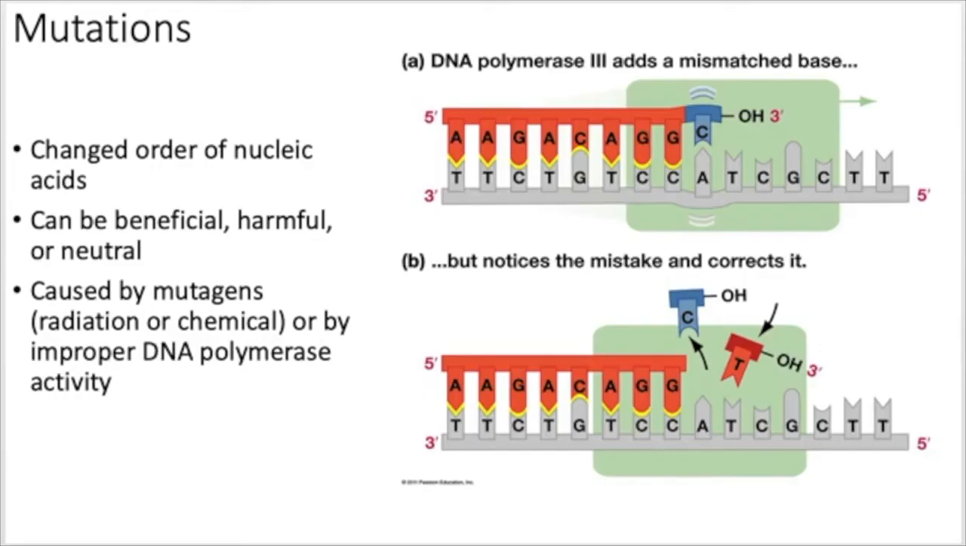Now, mutations are just the changing of the order of nucleic acids. Now, it could be a good thing, not usually. It could be neutral, sure. That's fine. Yeah, maybe it's neutral, but usually it's harmful because you're messing with those proteins. We don't want to mess up our proteins. Now, it's caused by a variety of things. Radiation is what we usually think about, but there are tons of chemicals that can cause mutations. And actually, one of the main ways that mutations get made is by having your DNA polymerase make a mistake. But we have really good ways to fix that, so that's really nice.